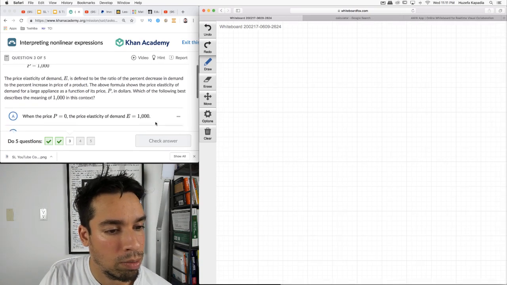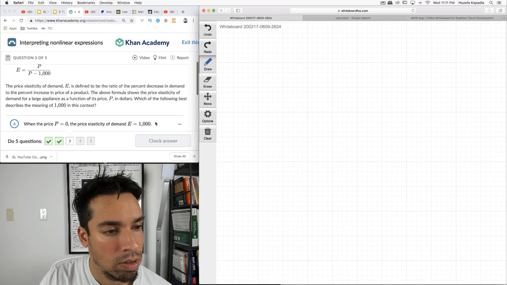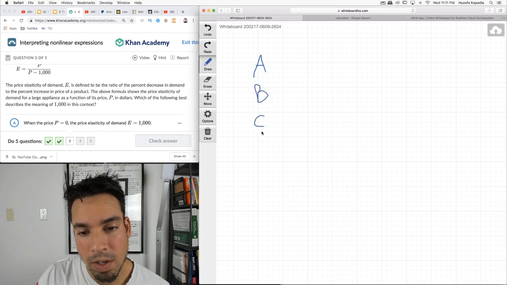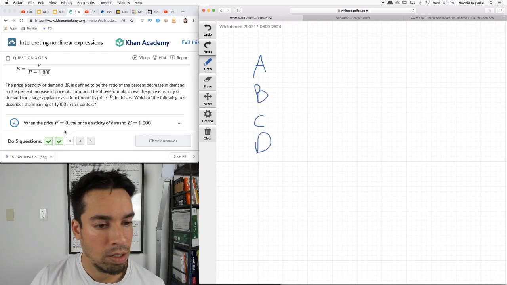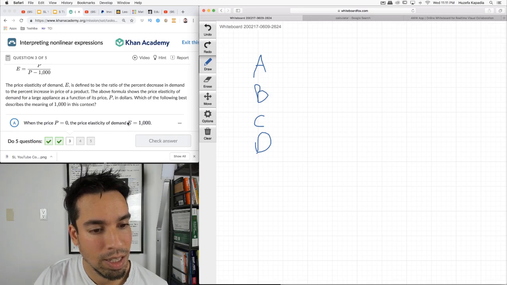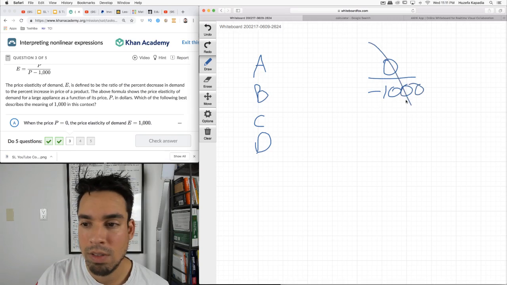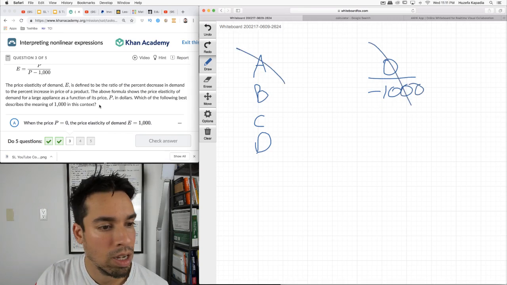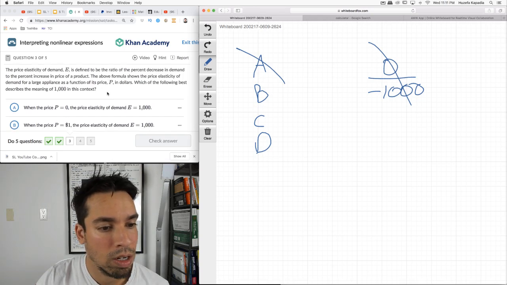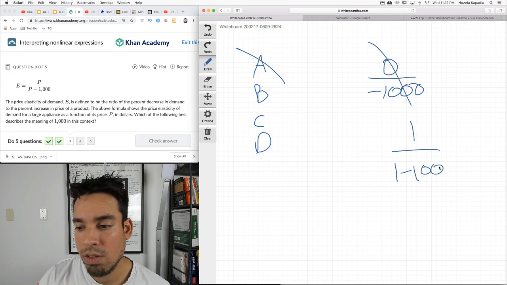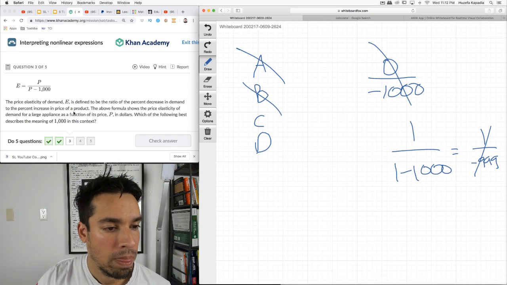Okay, let's think about this for a second. When price equals 0, that's wrong. A is wrong. Okay, let's use this strategy here. If when price equals 0 the price elasticity equals 1,000, just plug 0 in. It becomes 0 over negative 1,000, which is 0. And that does not equal a price elasticity of 1,000, so that's out. B is when price equals 1, the elasticity of demand is 1,000. That's definitely ridiculous, because that's 1 over 1 minus 1,000, which is 1 over negative 999. No, that makes no sense.